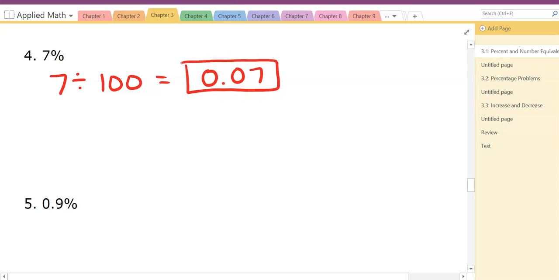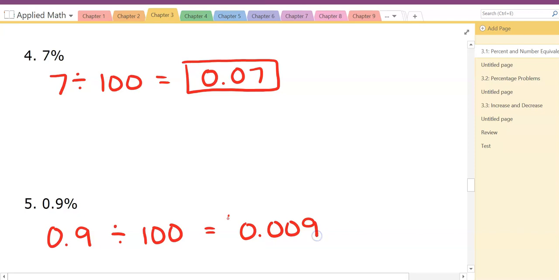Okay, now if your percentage already starts as a decimal, that doesn't change how you do this. Okay, so this one says 0.9. You're going to take 0.9 divided by 100. Okay, so it's just going to make it even smaller. What do you get? Good, 0.009.